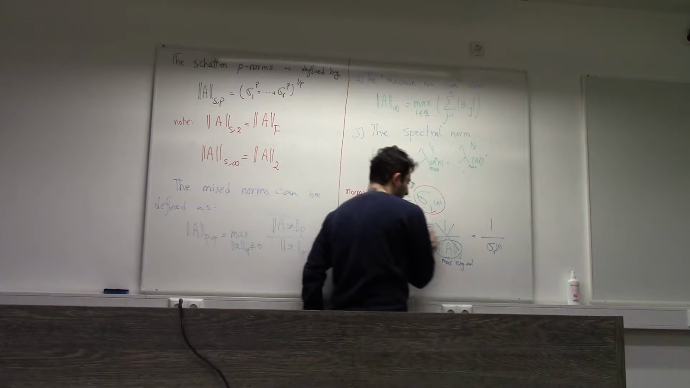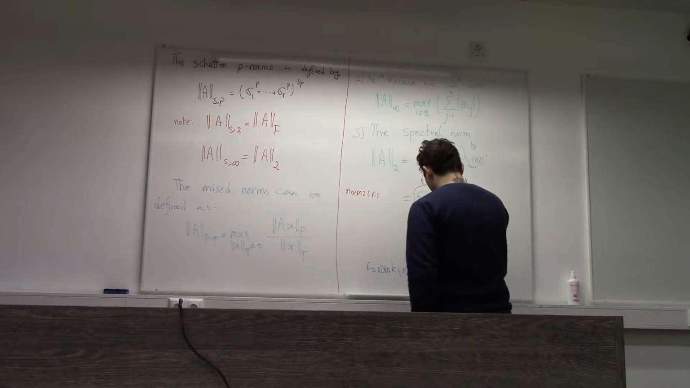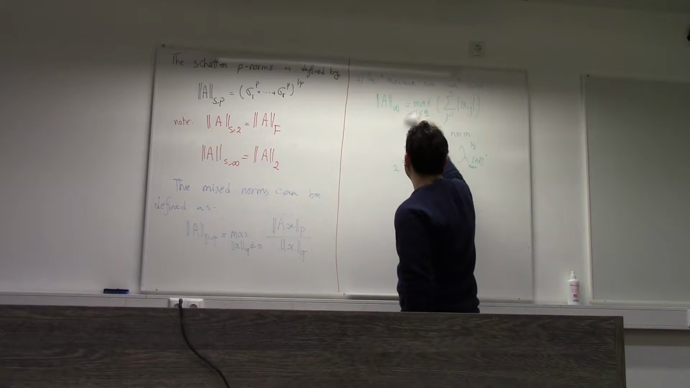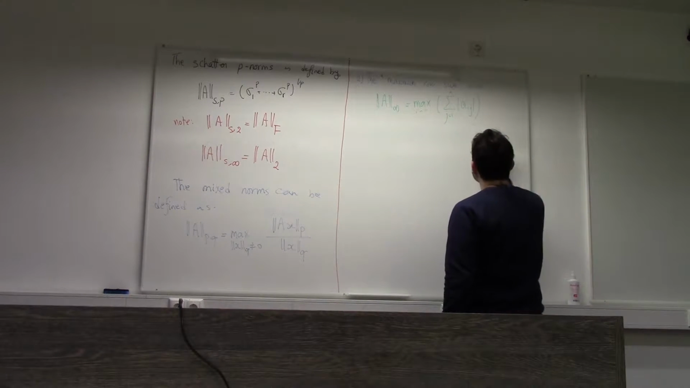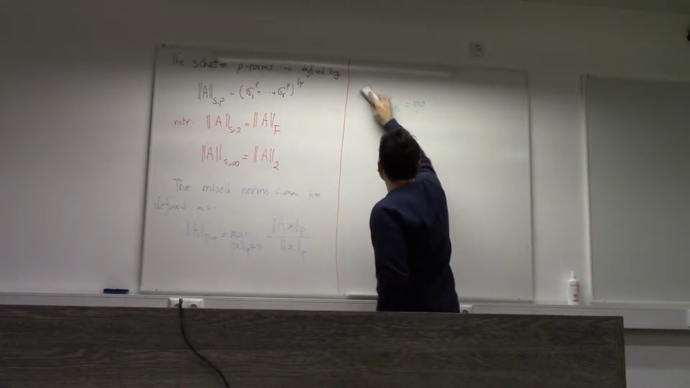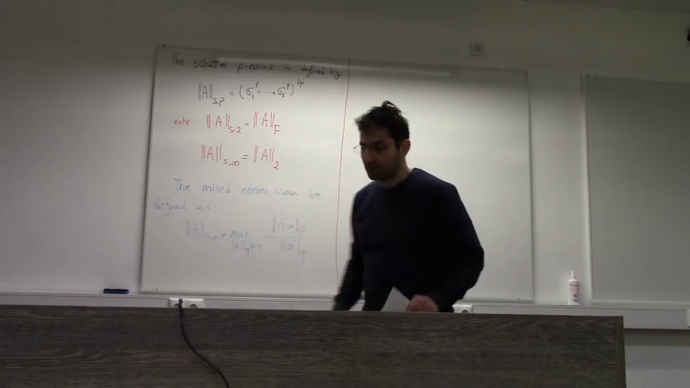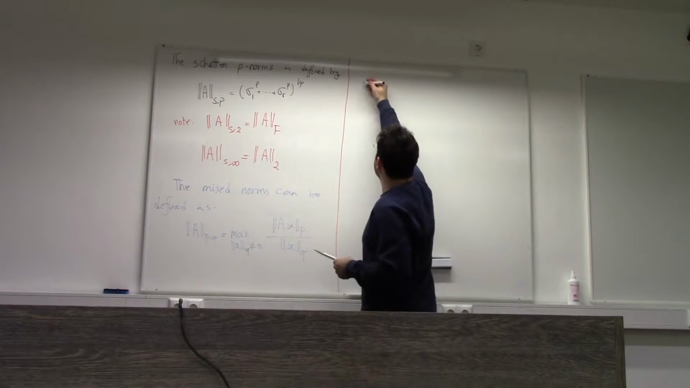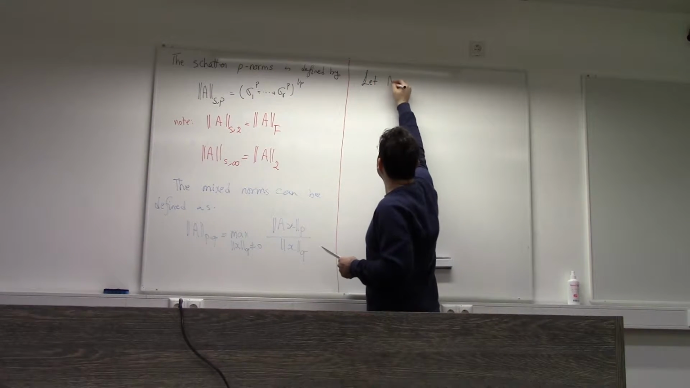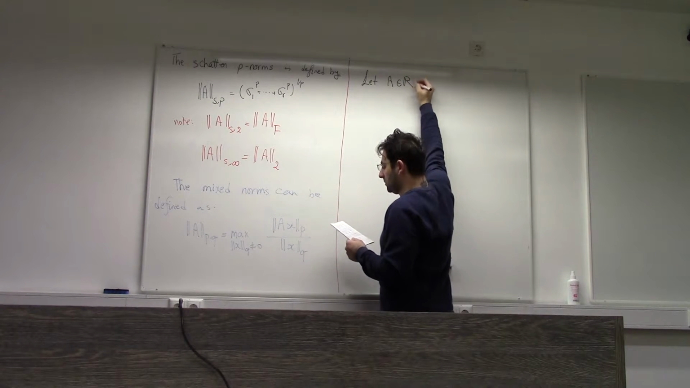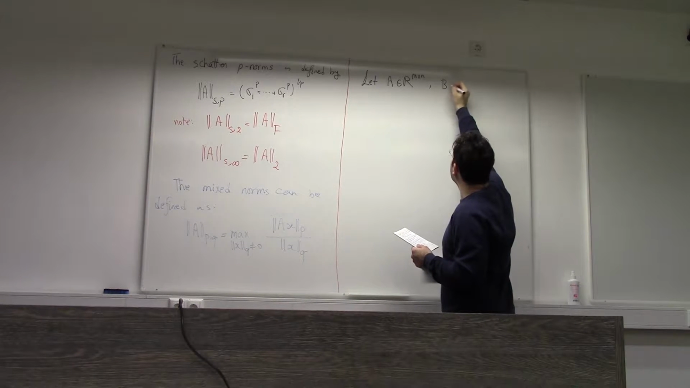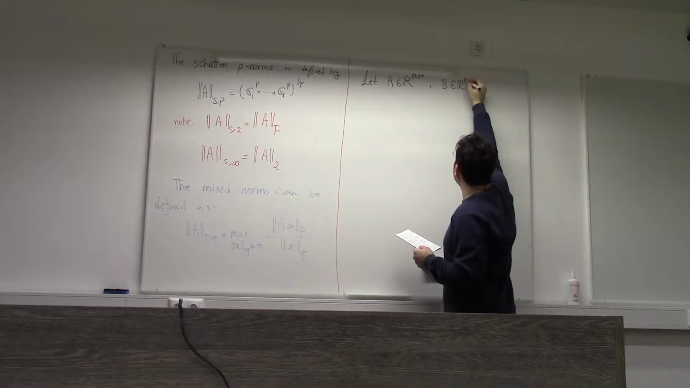Now, some useful theorems. The proofs are available in the book. You are not responsible for the proofs unless I am proving them in the class. Let A belong to R^(m by n), and B belong to R^(n by k).